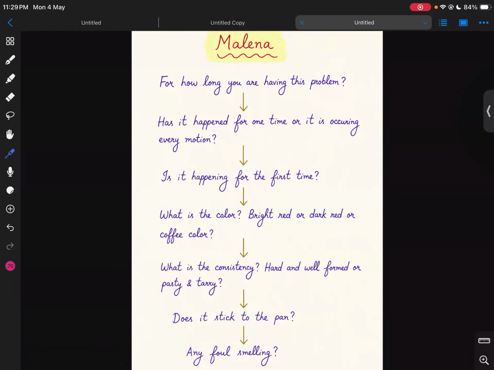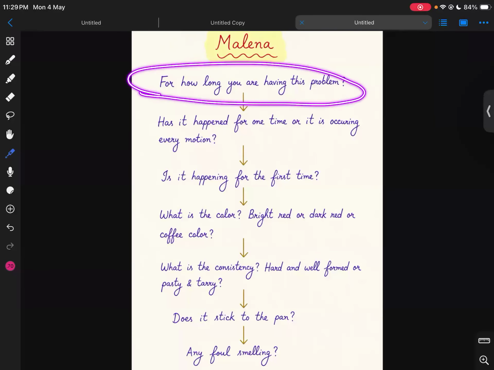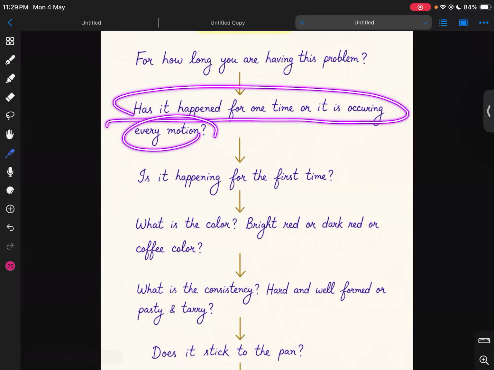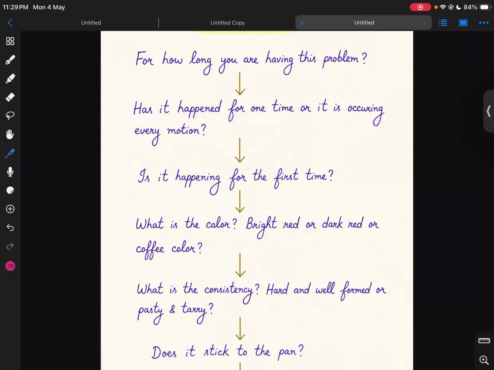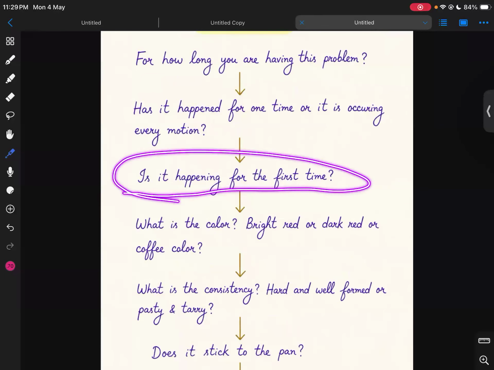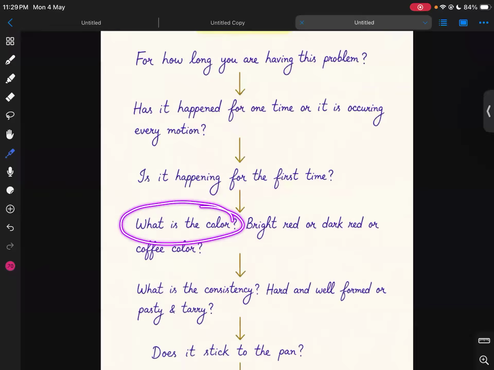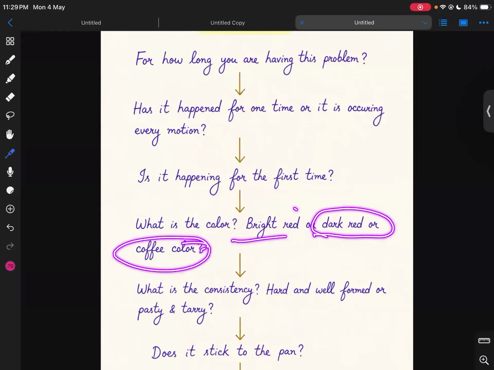So what should be the initial questions? The first question is, for how long you are having this problem? Has it happened one time, or is it occurring with every motion? Is it happening for the first time? Then we have to ask, what is the color? Is it bright red or dark red or coffee color? If it is bright red, then surely this is not a case of melena. This is lower GIT bleeding, that is hematochezia.